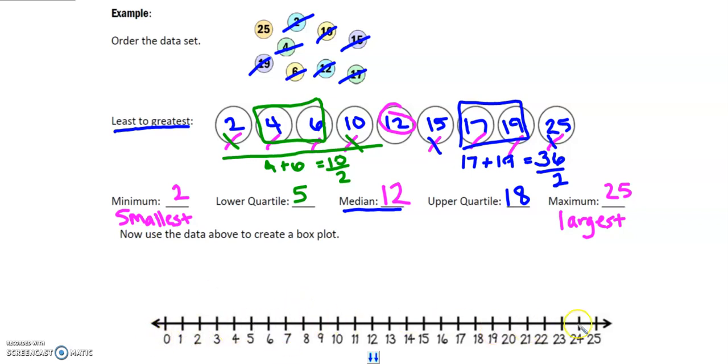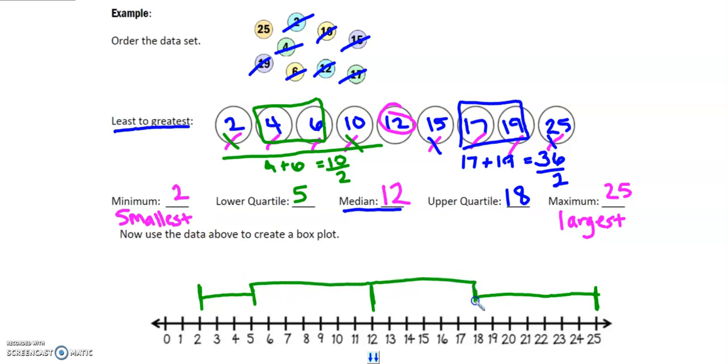So notice I have a number line here. After you have the number line, you're going to just put little hash marks at each of these numbers. So I'm going to have one at 2, 5, 12, 18, and 25. So if you notice from that first image at the very top of your note sheet, these outside 2 are connected. These outside 2 are also connected. And then the middle 3 make a box. And once you have that, you are done.